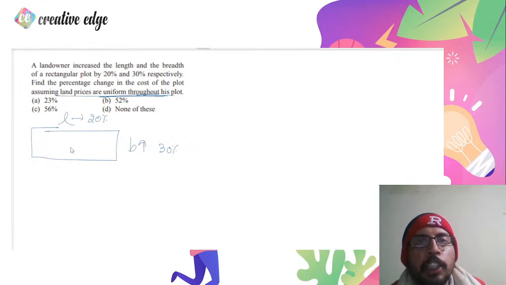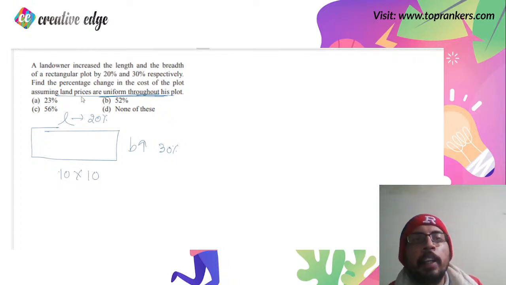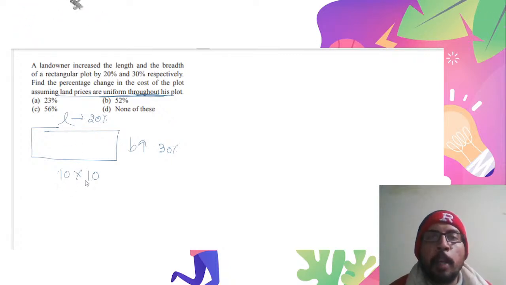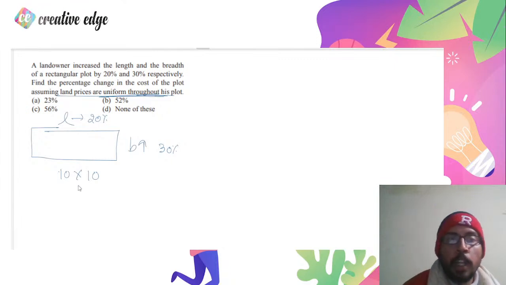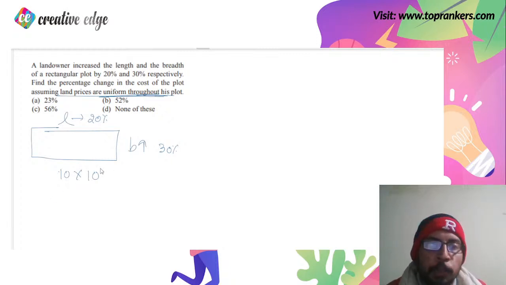So let us say initially the plot was 100 by 100, or 10 by 10. Some of you may be thinking why I am taking a square-shaped plot instead of a rectangular one. 10 by 10 represents a square here, but you should know that all squares are rectangles. So you can take 20 by 10 as well. There is nothing wrong in that.